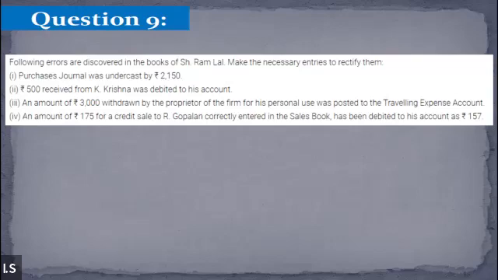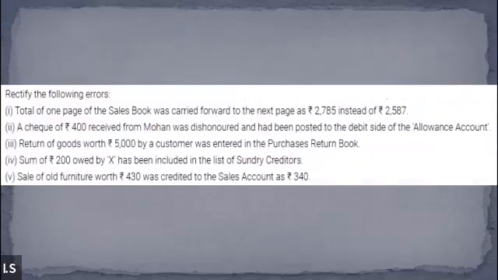One more question that we will discuss, and then we will end this session. Rectify the following error: the total of one page of the sales book was carried forward to the next page as 2785 instead of 2587. I want you to try all these entries yourself. Then we will discuss if you have any doubts. Okay, sir.